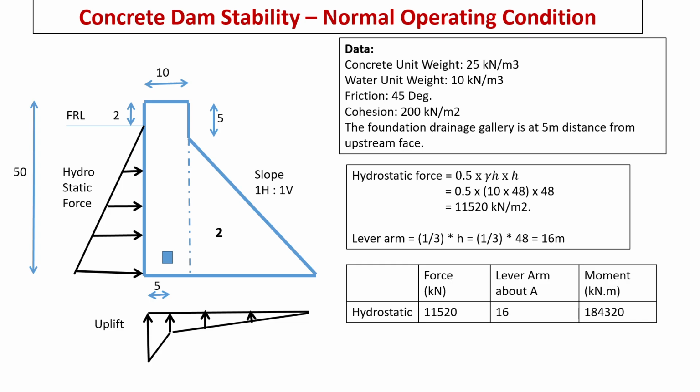First we will work out hydrostatic force. Formula for hydrostatic is half gamma head square. Head here is up to full reservoir level from foundation, that is 48 meters. Hydrostatic load acts at 1/3 of head from base, as it is triangular pattern load. Lever arm is calculated and accordingly moment due to hydrostatic force is calculated and entered the values here.